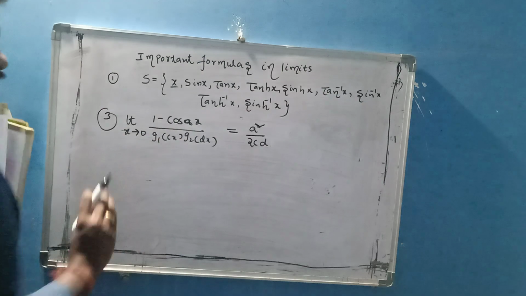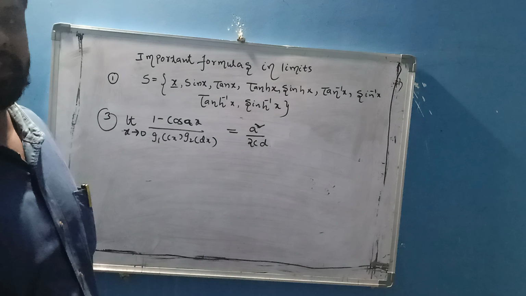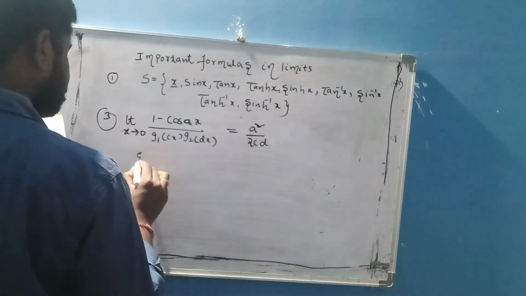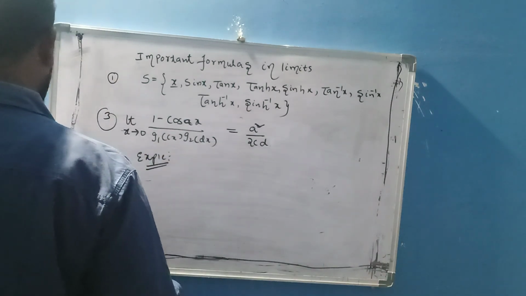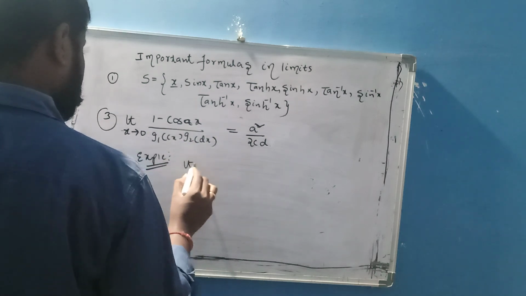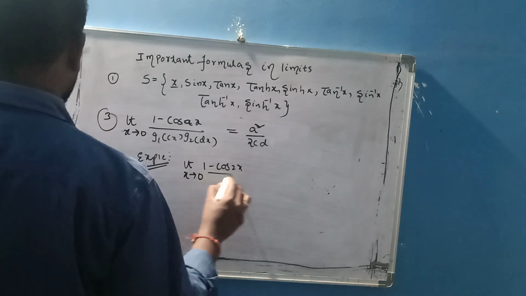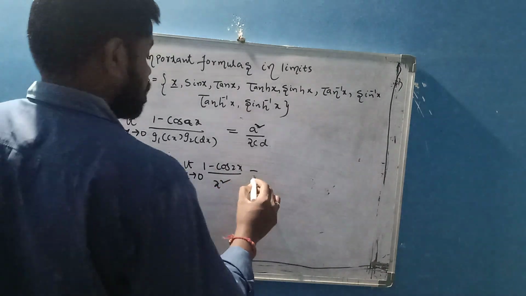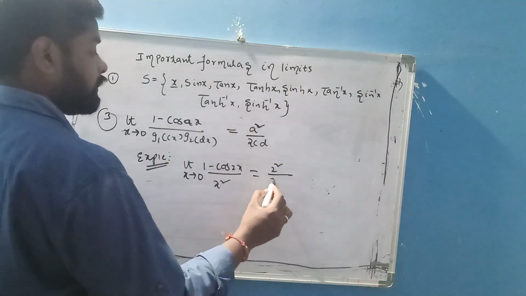Okay, like this function: 1 minus cos 2 theta, 1 minus cos 3 theta, any function is given, and in the denominator any two different functions are given, apply this formula, a square by 2cd. Example, please write down: limit x tends to 0, 1 minus cos 2x by x square. What is a square? 2 square by 2cd.